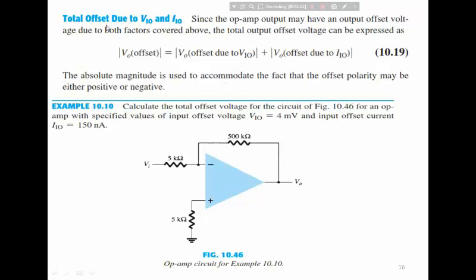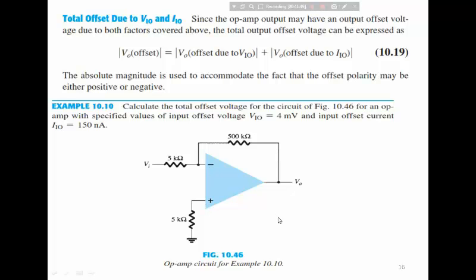Now what would be the total offset voltage due to the input offset voltage and input offset current? We can compute using this relationship that total offset voltage will be equal to the output offset voltage due to the input offset voltage plus the output offset voltage due to the input offset current. So the total offset voltage of the op-amp is due to the input offset voltage and input offset current of the op-amp.